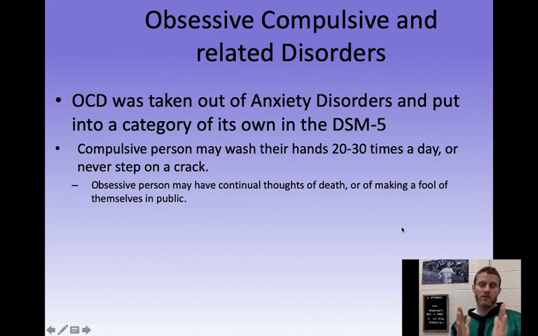Some of you actually chose this change when I asked you to look at the changes that were made in the DSM-5. Obsessive compulsive disorder was always categorized underneath anxiety disorders. In the DSM-5, it's separated, okay? So obsessive compulsive disorder was taken out of anxiety disorders and put into a category of its own in the DSM-5. So a compulsive person may wash their hands 20 or 30 times a day. That's what we think of when we think of OCD.